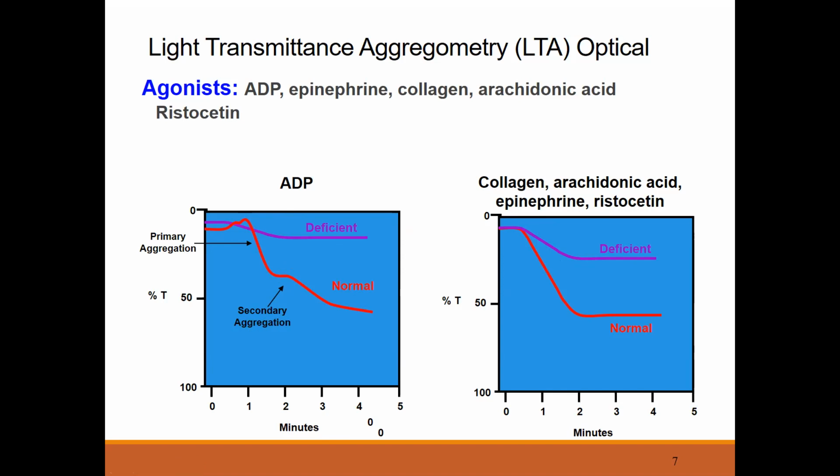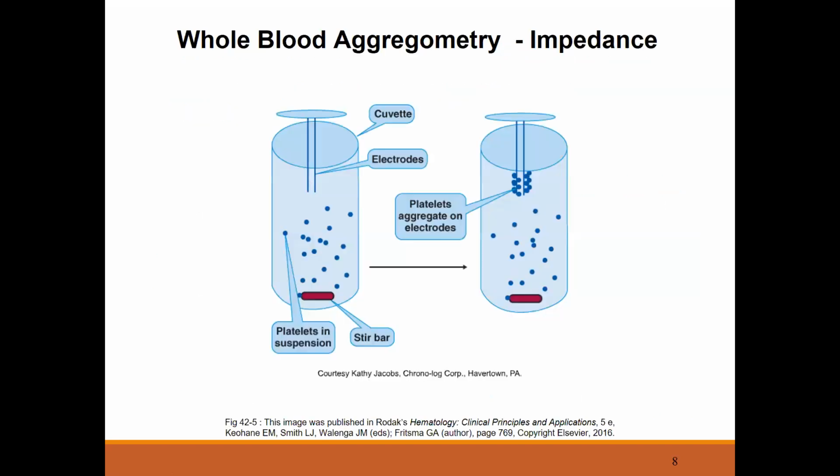aggregation studies. So the agonists that are chosen are really the ones we would have to look at the patient history and really try to hone down what we're looking for so that we can understand the type of aggregation with the agonist that we're going to be adding. Okay. And then this is just the example.